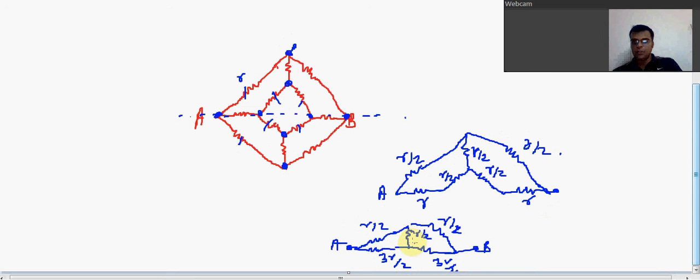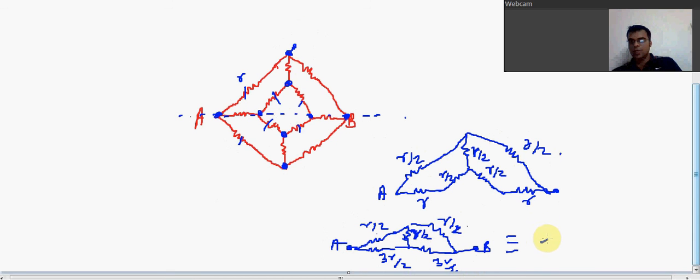Now if you see clearly, this is reduced to nothing but a Wheatstone bridge, because the ratio of R by 2 and R by 2 and 3R by 2 and 3R by 2 are both the same and equal to 1, which means no current will pass through this resistance. We can do away with this resistance. Now the remaining circuit boils down to this R by 2 and R by 2 in series, because this R by 2 resistance can be removed because there is no current flowing. This is the property of the Wheatstone bridge, right?